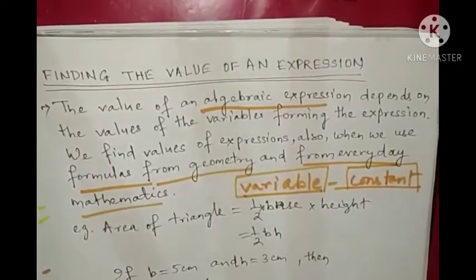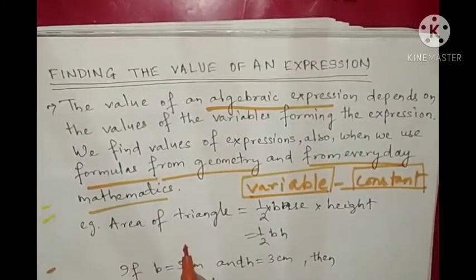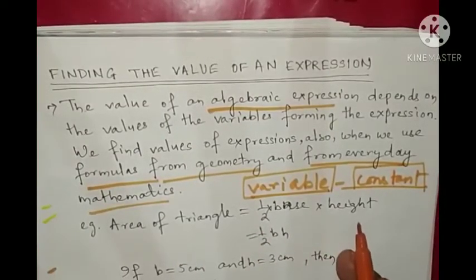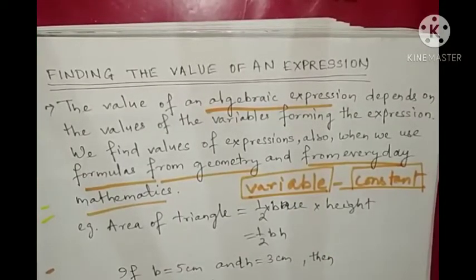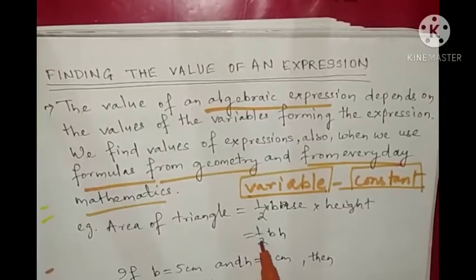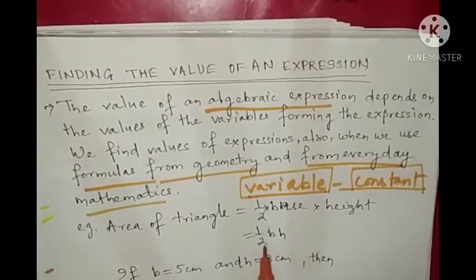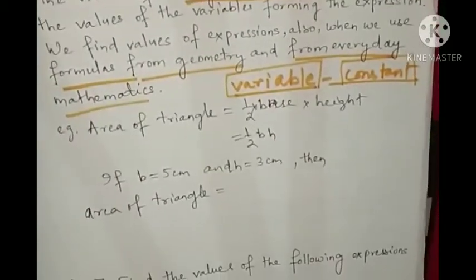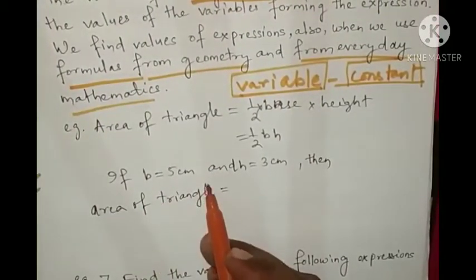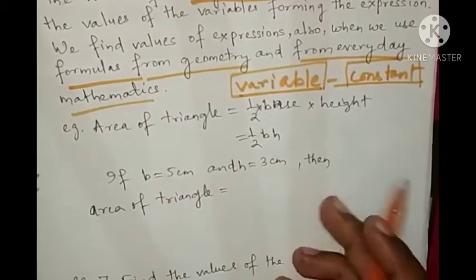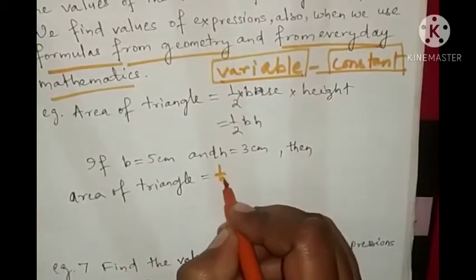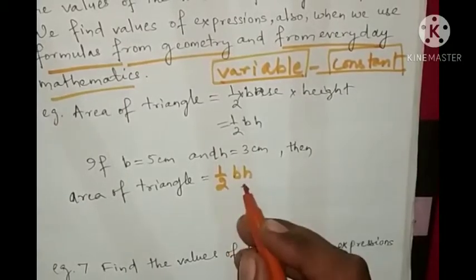So let's see the area of a triangle. The area of a triangle is half into base into height. You have studied this in geometry class. You can write this as half BH, where B is for base and H is for height. If B equals 5 centimeter and H is 3 centimeter, then we have to find the area of the triangle. The area is half BH, which means half into base into height.